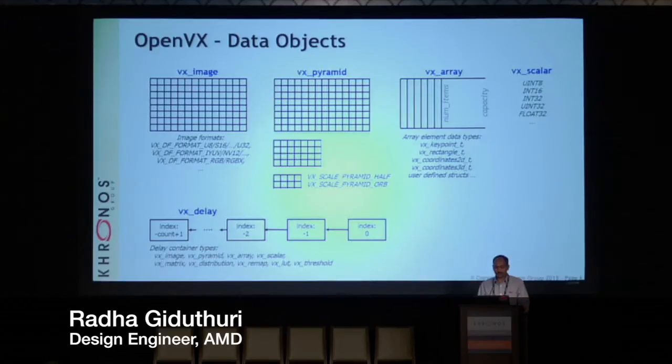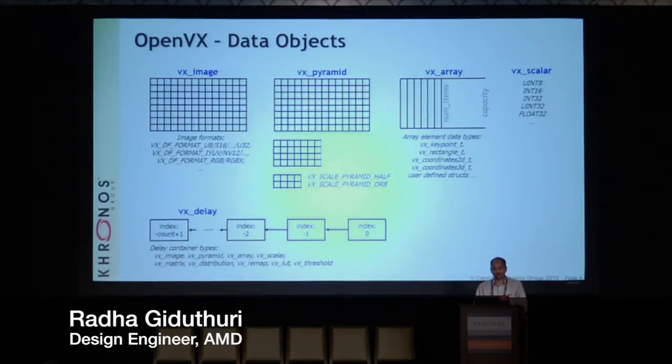So I just prepared this slide to give you an idea about how various objects look here in OpenVX. One is an image. As you're familiar, there are various data types that OpenVX supports, ranging from a single planar image of 8-bit or 16-bit or 32-bit to multiplanar images such as IUV or NV12. And it also supports interleaved formats such as RGB.